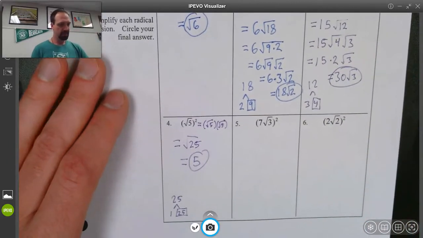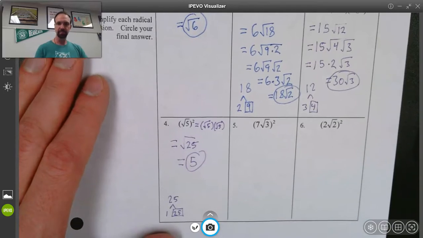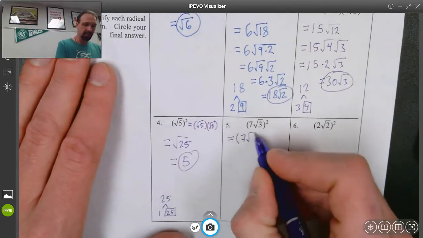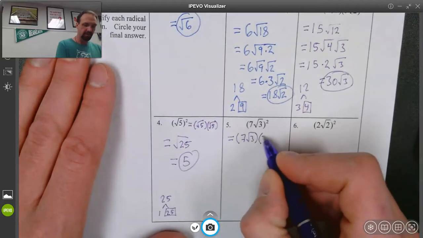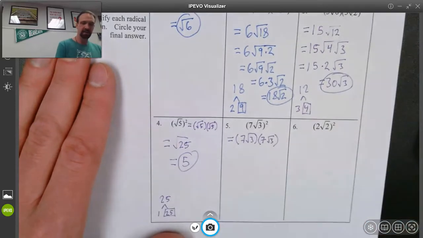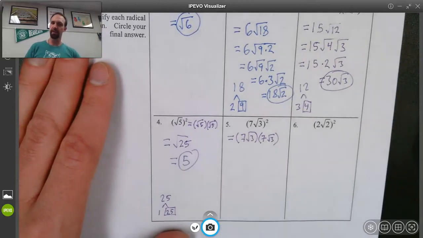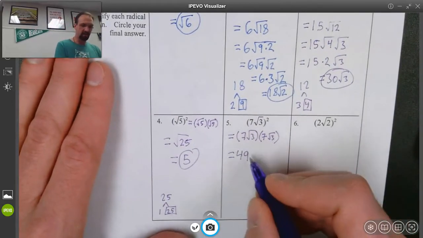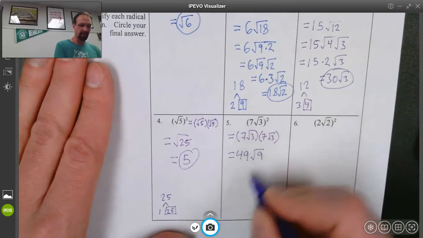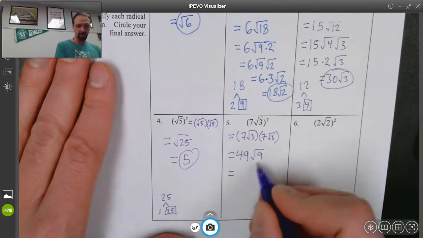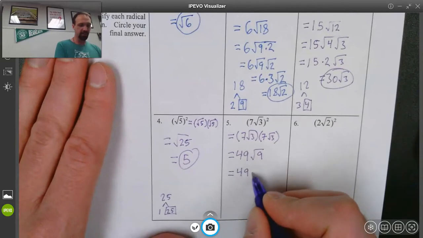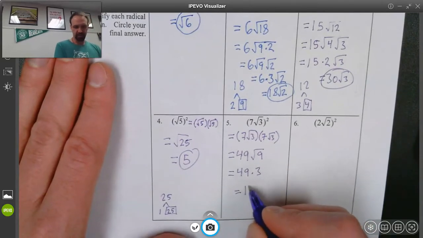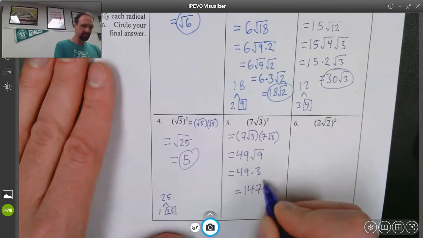Sorry. All right. Next one, number 5. I'm going to rewrite it again. So we have 7 square root of 3 squared. So that means it's times itself. So we have 7 square root of 3 times 7 square root of 3. Multiply the coefficients out in front. So we have 7 times 7, 49, square root of 3 times square root of 3. That is 9 as well. And then again, we know 9 is a perfect square, so we have 49 times 3, which is 147. There we go.